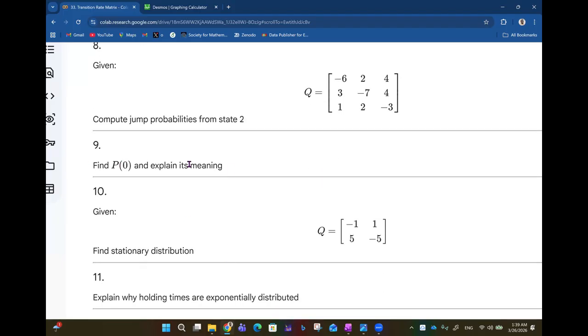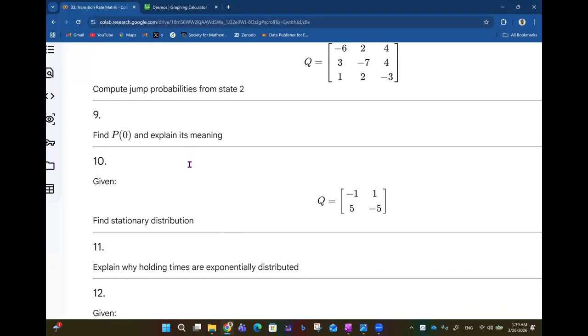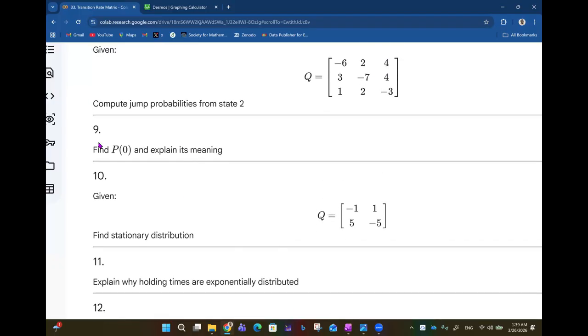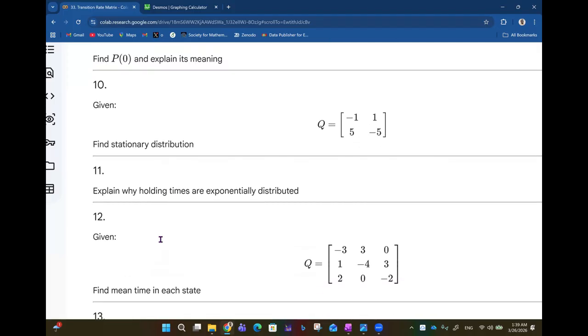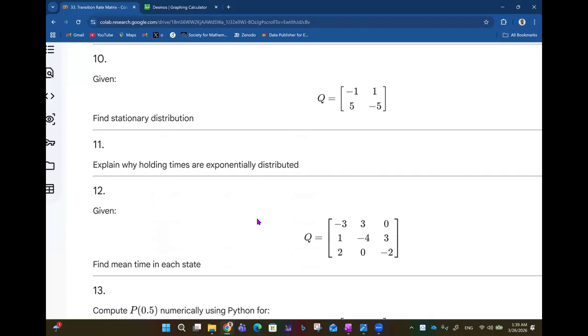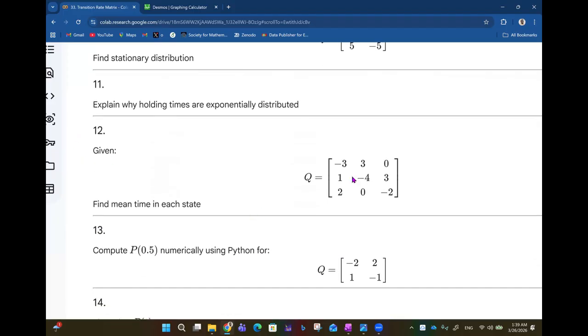Find p sub 0 and explain its meaning. That's the initial time before you even start out. Given Q to be this, find the stationary distribution. That's the kind of thing we did before. Explain why holding times are exponentially distributed. Then given this, find mean time in each state. That's the expected time, so that's 1 over 3, 1 over 4, 1 over 2.